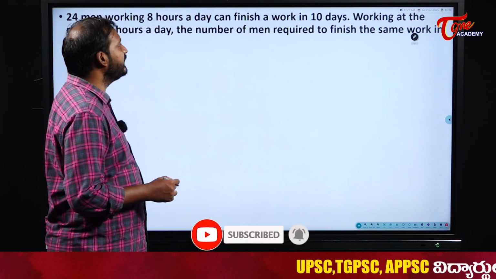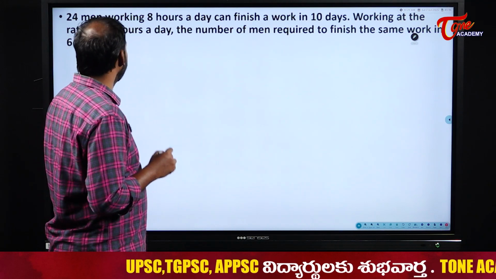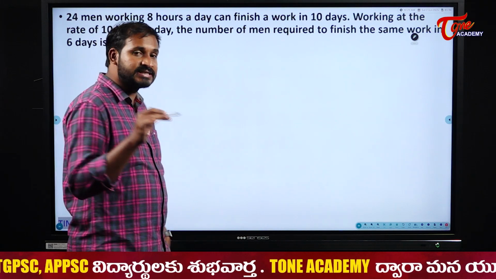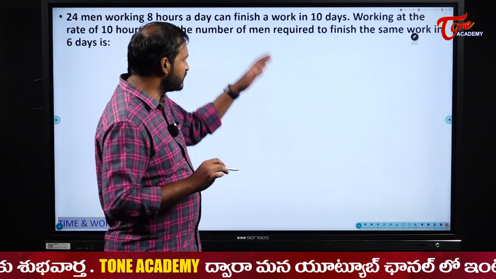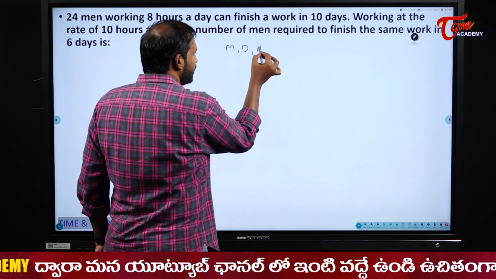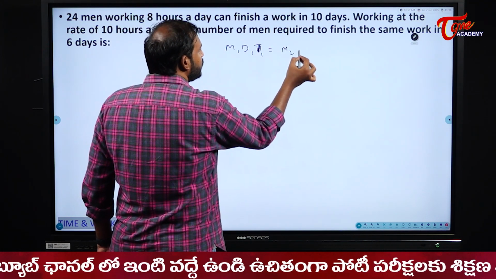24 men working 8 hours a day can finish a job in 10 days. Working at the same rate of 10 hours a day, the number of men required to finish the same work in 6 days is. See here the work is constant. Yes, work is constant. So what is the formula we are going to write? M1 D1 H1 or T1, H1 or T1 both are same. M1 D1 T1 is equal to M2 D2 T2.